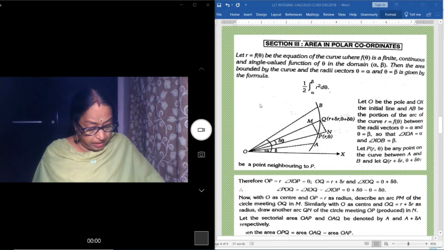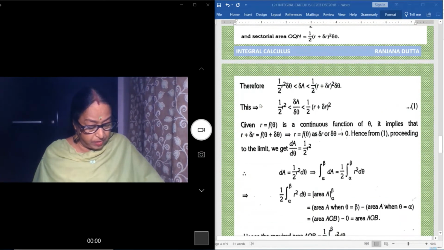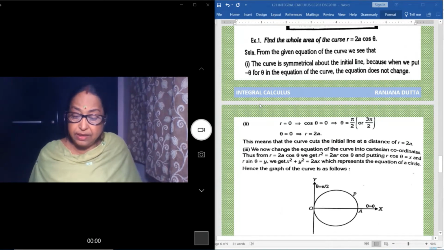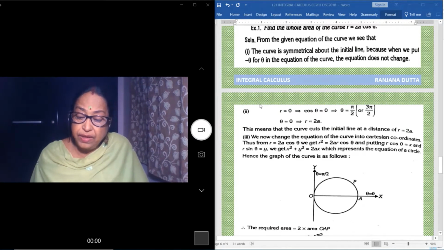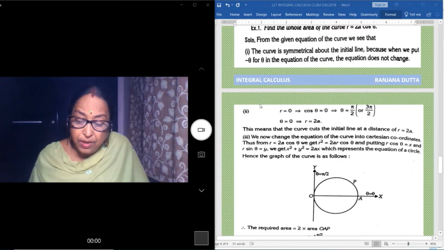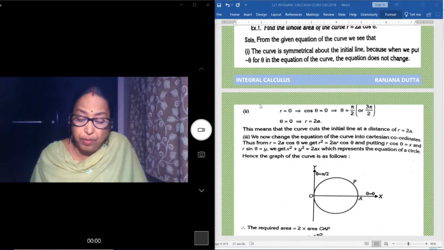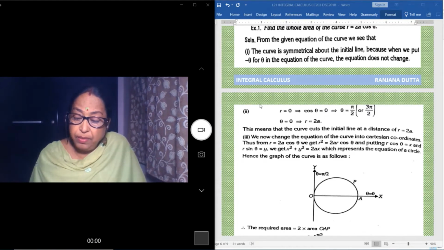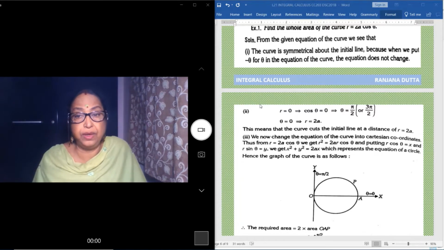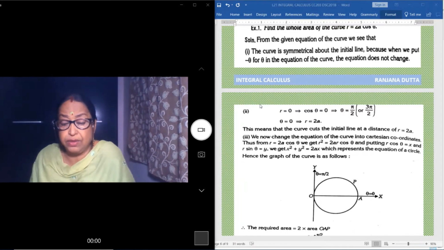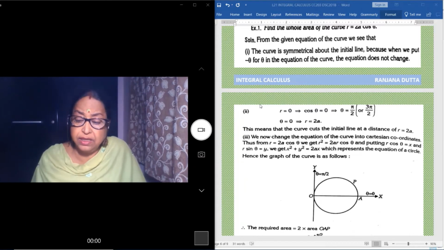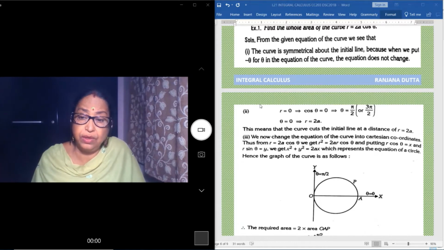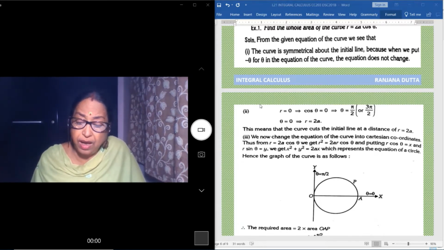Now find the area of the curve r is equal to 2a cos theta. So tracing the curve, we can see that when r is equal to 0, theta is equal to pi by 2 or 3 pi by 2. For tracing a curve, we should calculate these two things: when r is equal to 0, what is the value of theta, and when theta is equal to 0, what is the value of r.